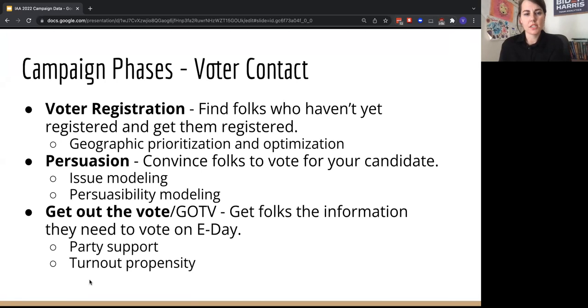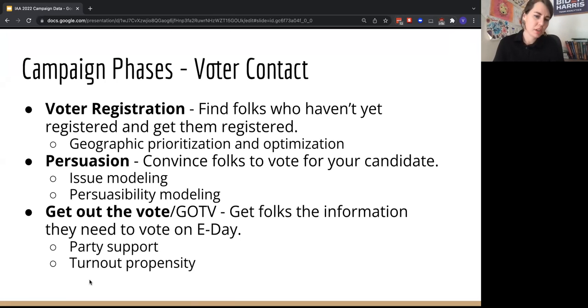The second part is not just what to talk to people about, but there's also the persuadability modeling. So are you even persuadable? Most people, frankly, are not very persuadable. You've already made your decision, and that's not something that we can actually impact. But finding the people who are in that middle ground and making sure that we're focusing our persuasion conversations on that audience is about efficiency.